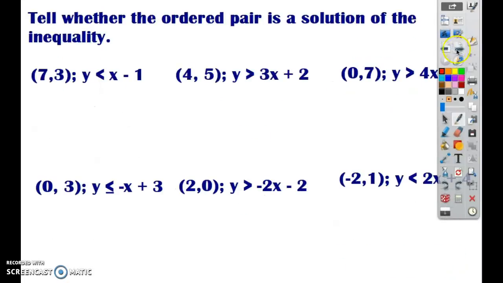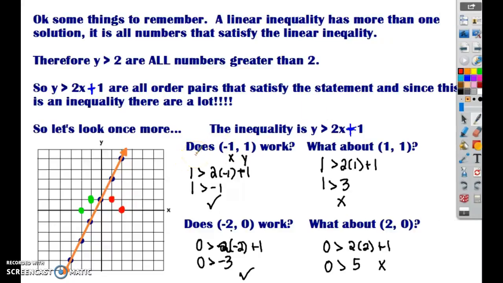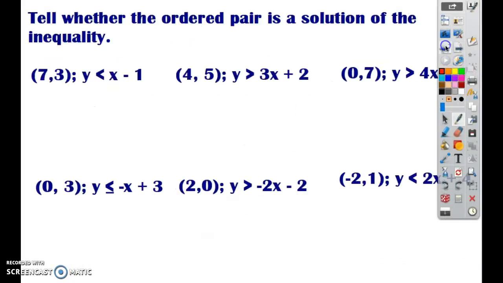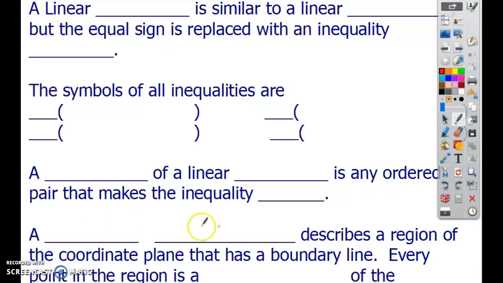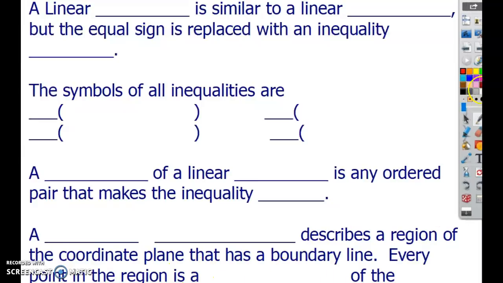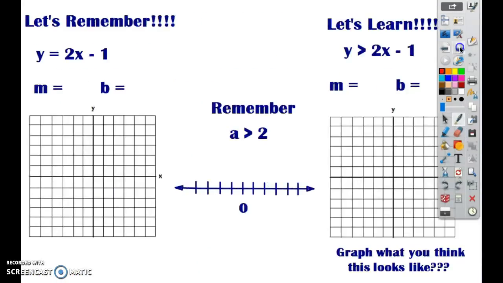Oh, these are old notes. Okay. Well, let me read it for real. A linear inequality describes a region of the coordinate plane that has a boundary line. Every point in the region is a solution of the inequality. So a linear inequality describes a region of the coordinate plane that has a boundary line. Every point in the region is a solution of the inequality.